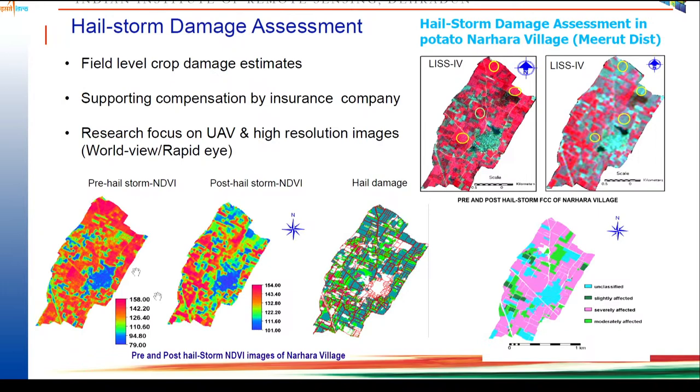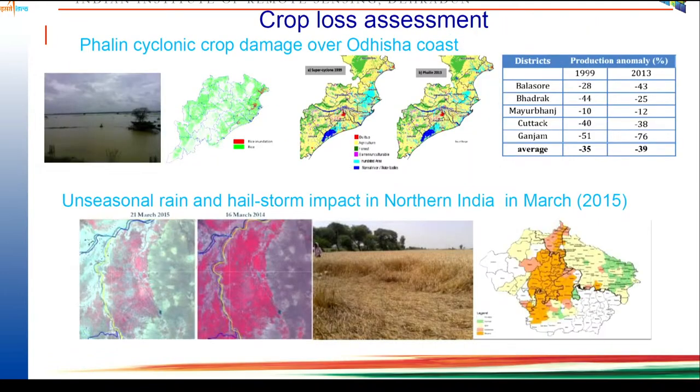Nowadays, with high resolution imagery and research focus on unmanned aerial vehicles, drone-based imagery is easily obtained, and that can be used to monitor any kind of crop damage, whether it is due to pest, disease, hailstorm, or some other kind of natural calamity, to support crop insurance by insurance companies. Crop loss assessment is also possible for damage caused by cyclonic flood.